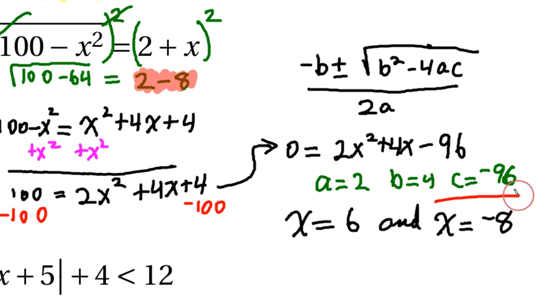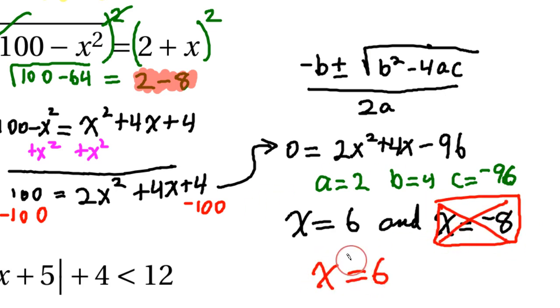So I'm going to have to say that this has to get crossed out because it's not a valid answer. That means that x equals 6 is the only valid answer that we're left with. So I'm going to highlight just the x equals 6 as my final answer.